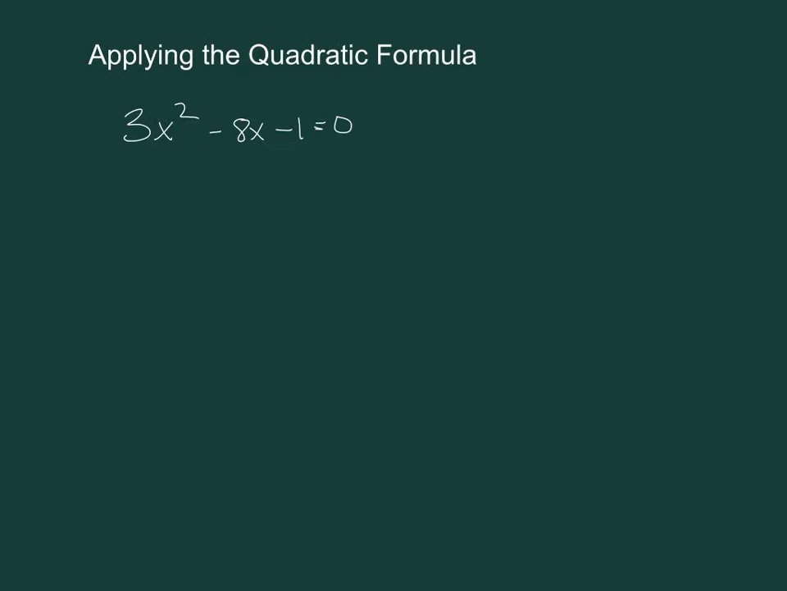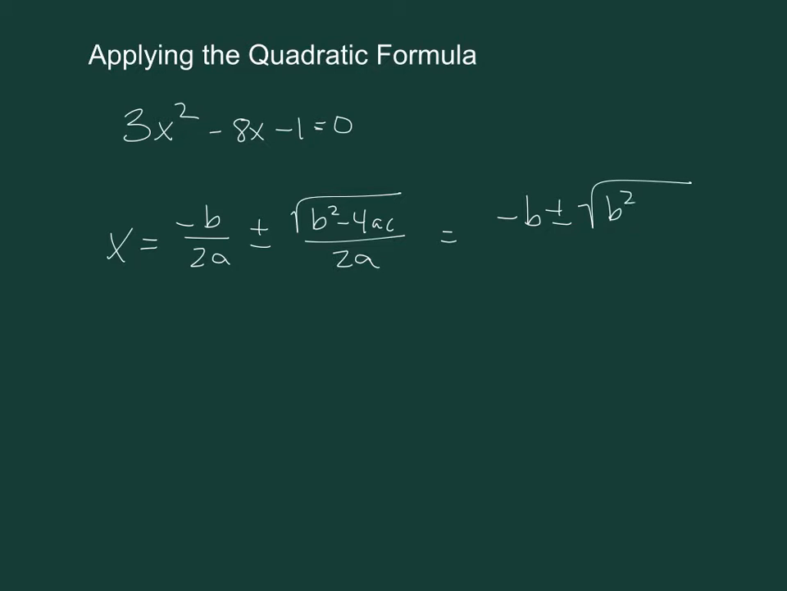Okay, so again, the quadratic formula is x equals negative b, plus or minus the square root of b squared minus 4ac, all over 2a. Some of you will see it looking like this, and some of you will have seen it like this. Both of these are valid. I am going to solve this equation using both methods, okay?